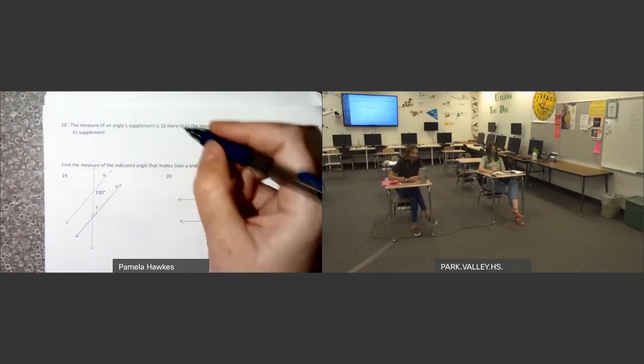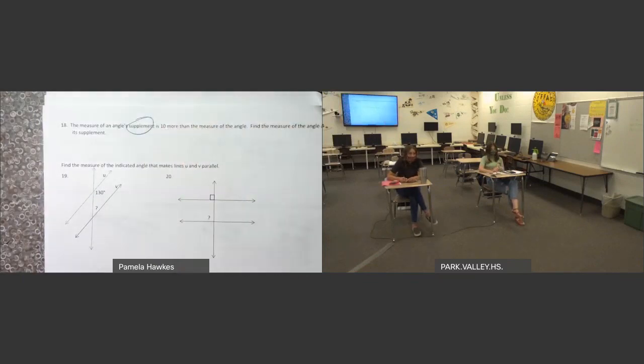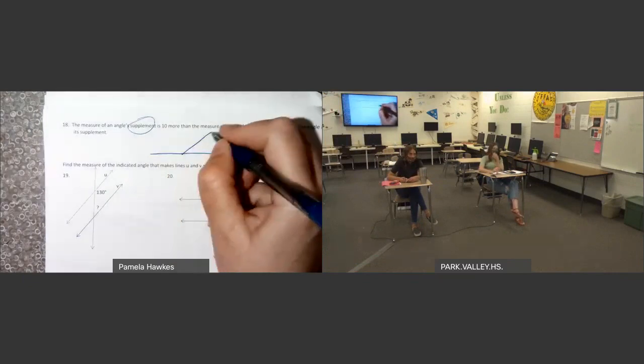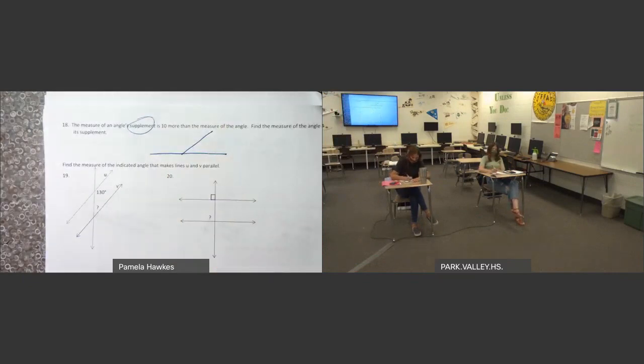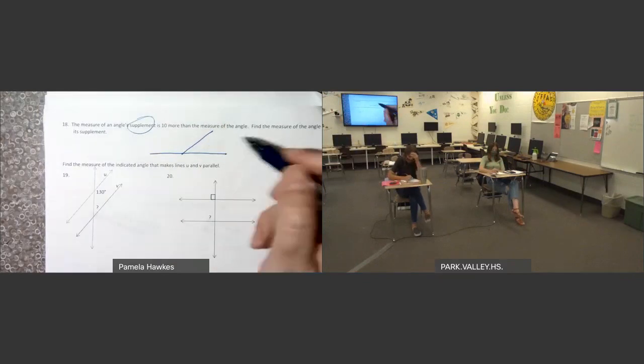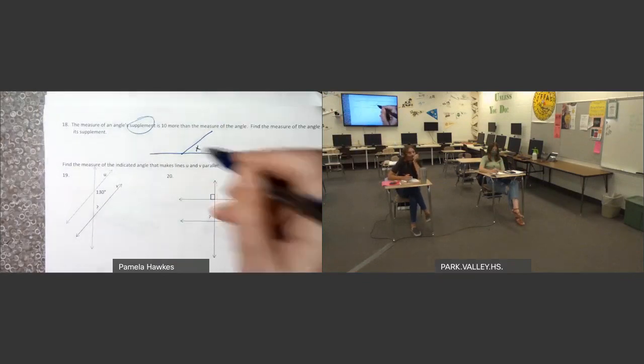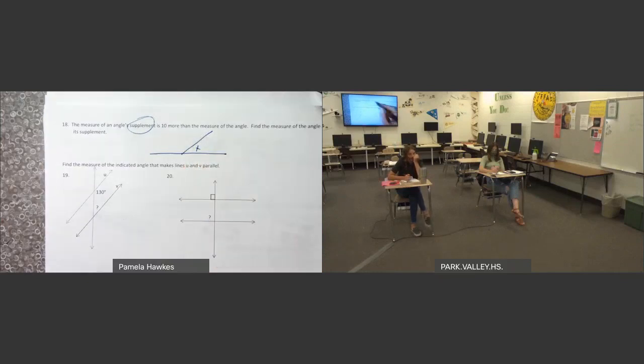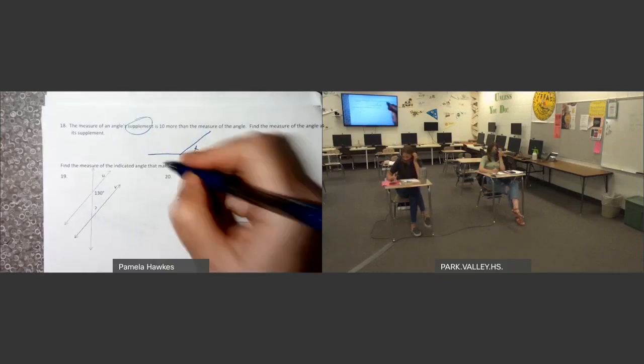What does supplement mean? So I'm going to draw a picture of two angles that equal 180, right? That's a good linear pair. It says the angles' measures are supplements. So if I set one of them equal to x, the other one is 10 more than x, right? That's what it says.